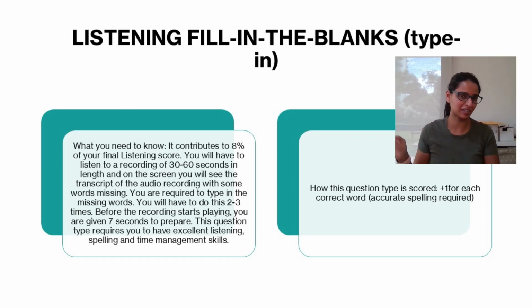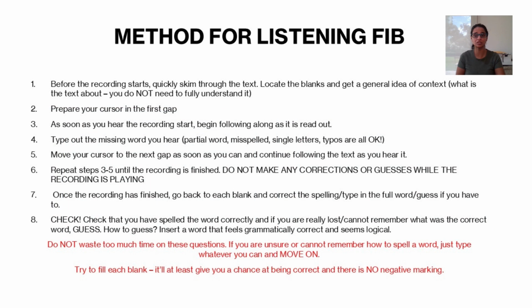Unlike highlight incorrect words, this one is similar to write from dictation, where it's +1 for each correct word that you type. Okay? So, spelling matters, except when it's American versus British. Okay? That one they'll accept both types. So if you wrote color as COLOR versus COLOUR, both are correct. But any other type of mistake, not okay. All right, so what's the method?